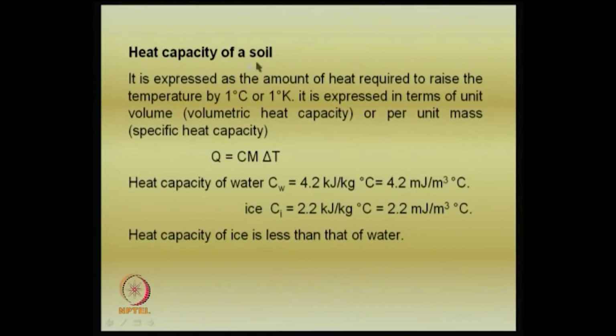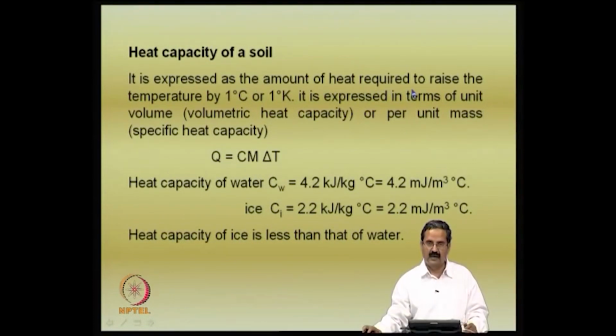The heat capacity of the soil is another term that we should understand. It is the amount of heat required to raise the temperature by 1 degree centigrade or 1 degree Kelvin. It is expressed per unit volume, which we call volumetric heat capacity, or per unit mass, which we call specific heat capacity. This is the equation: Q equals C m delta T.